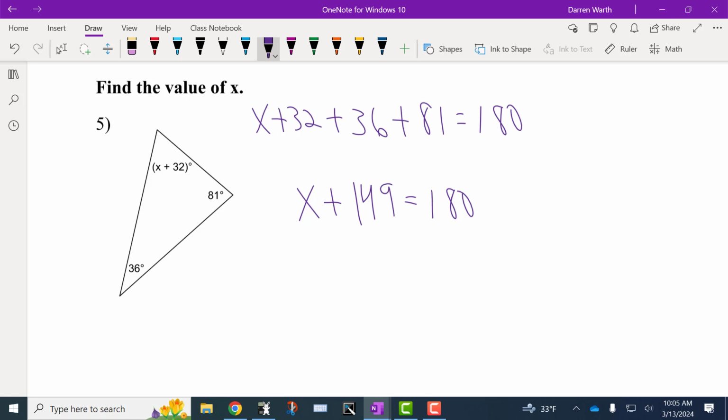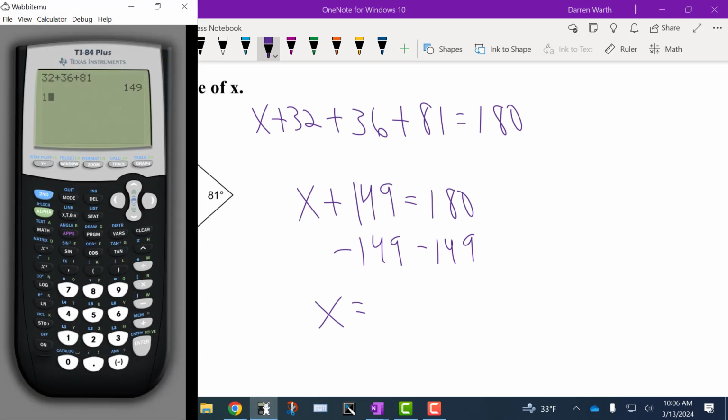Now to finish solving this, I'm just going to subtract 149 from both sides. That's going to give me my value of x. So again, just take my calculator, take 180 minus 149. That's going to come out to be 31. So the value of x is going to be equal to 31.